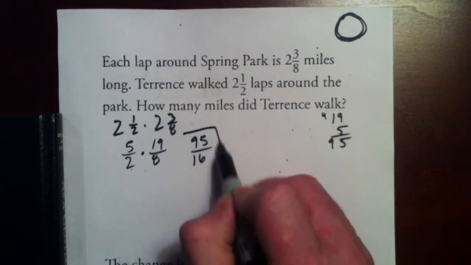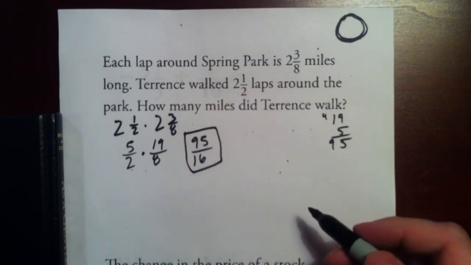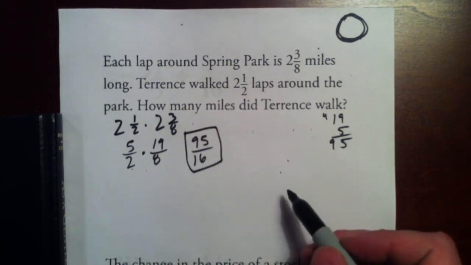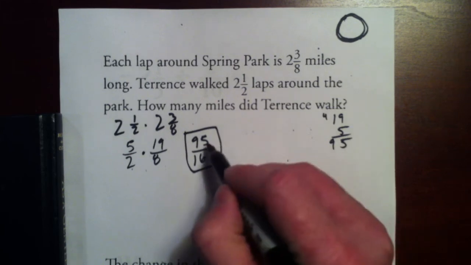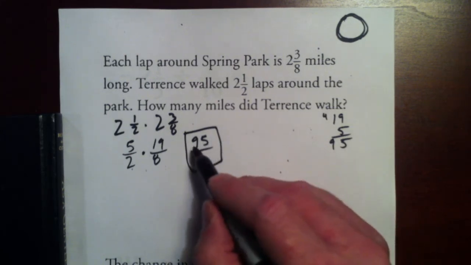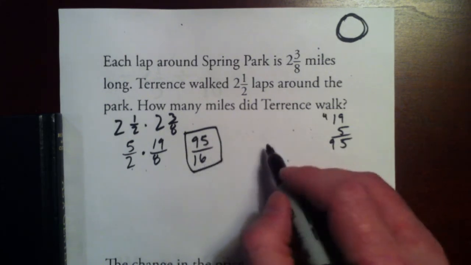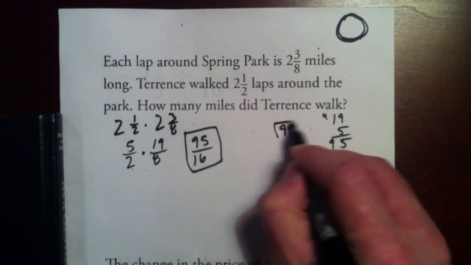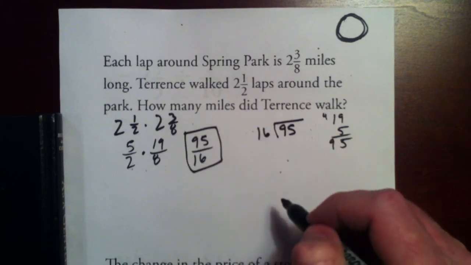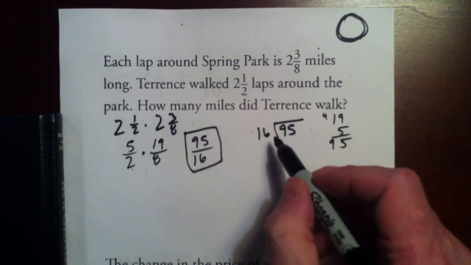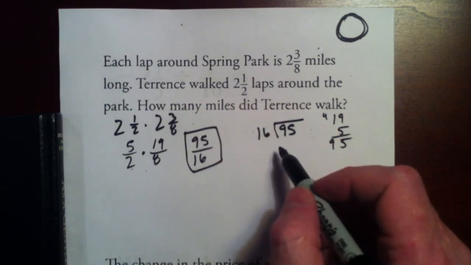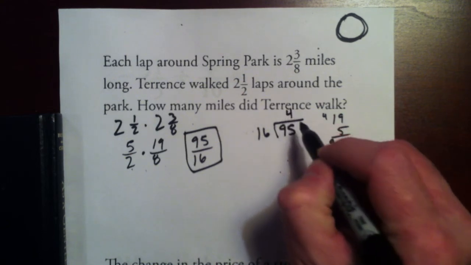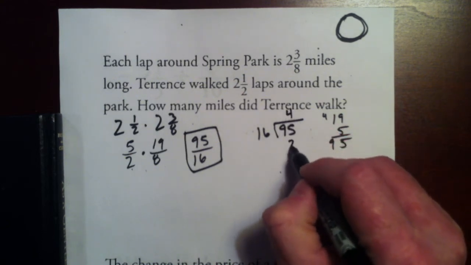But this is not the correct answer. We have to convert that back into a mixed number. And this is how we do that. Remember, top dog goes into the house. All this means is 95 divided by 16. So we've got 95 inside the house, 16 here. 16 will go into 95 4 times without going over. 4 times 16 is 4.